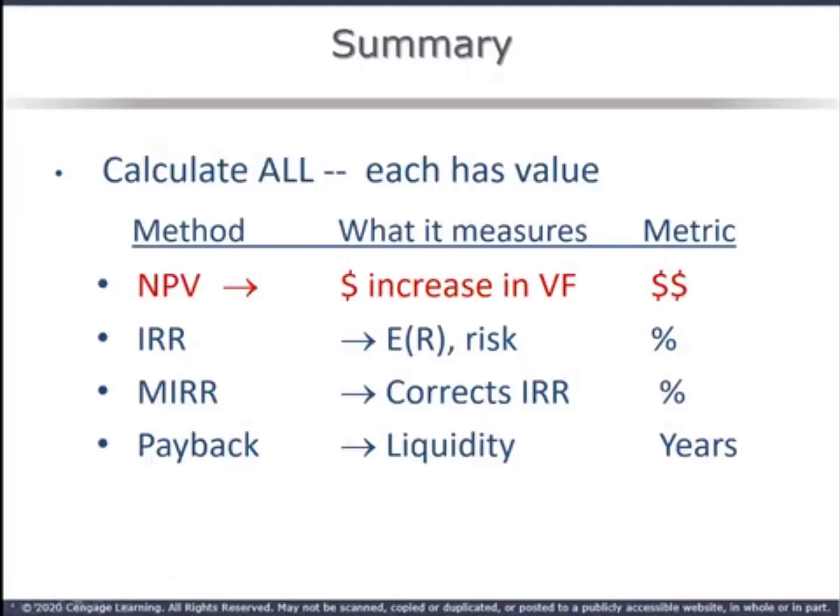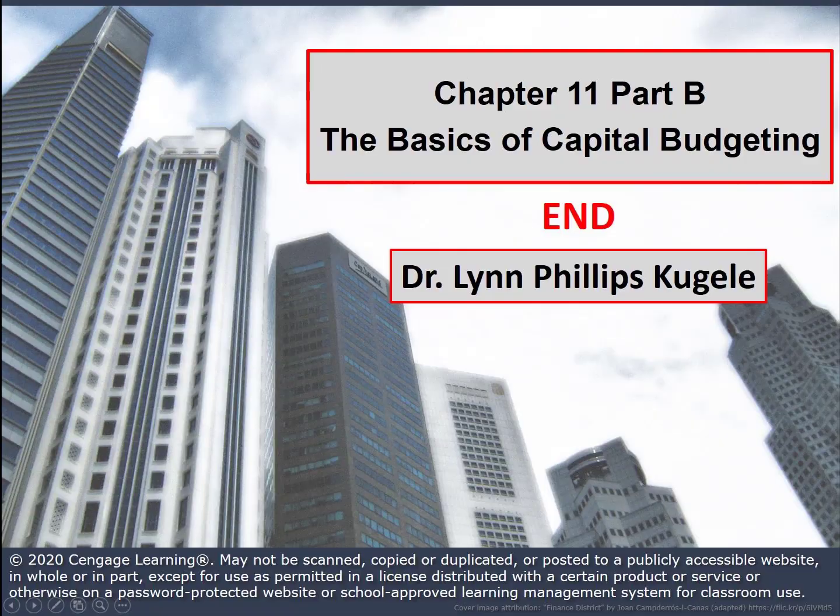In summary, with today's computing power, it's easy to calculate all the metrics. While NPV is the dominant one, each does provide some valuable information. NPV is a dollar value and indicates the expected increase in the value of the firm. IRR is a percentage and gives an indication of risk. MIRR is a percentage and corrects problems with IRR. Payback and discounted payback are in years and indicate liquidity. This ends our coverage of capital budgeting methodologies.